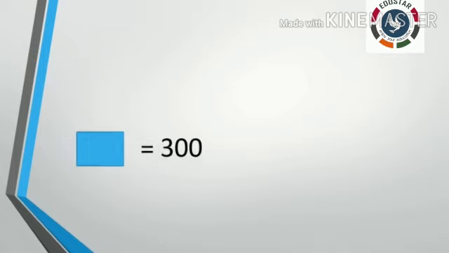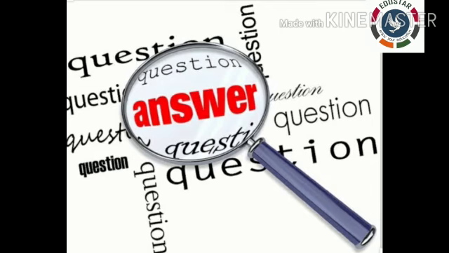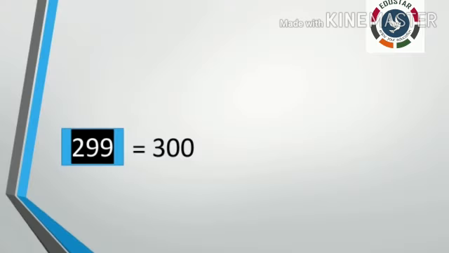Your question is 300. Before 300, what is the answer? Just think and give your answer, student. Your answer is 299. What is the answer? 299. Very easy, no? Okay. Are you clear? Fine.